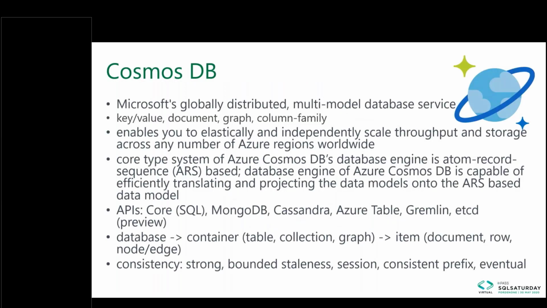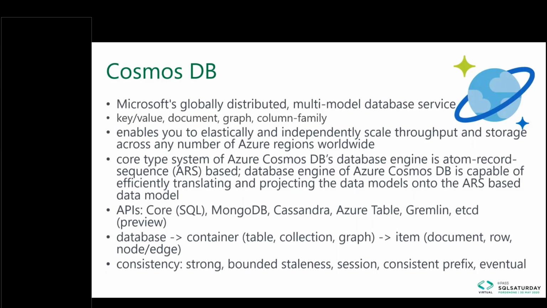So another interesting one in Azure space is Cosmos DB. I'm going to touch on it just a little bit. It is a globally distributed multi-model database service. What it means is that you can have multiple models of your data available in Cosmos DB, most of which are so-called NoSQL or not only SQL models: key value, document, graph, and column family.